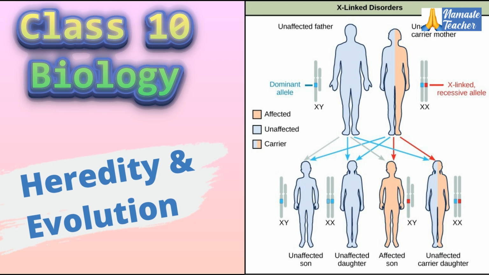We'll also dive into Mendel's revolutionary laws of inheritance, including the law of dominance, the law of segregation, and the law of independent assortment. By the end of this video, you'll have a clear understanding of how traits are passed down through generations. Let's begin our journey into the wonders of genetics and evolution.